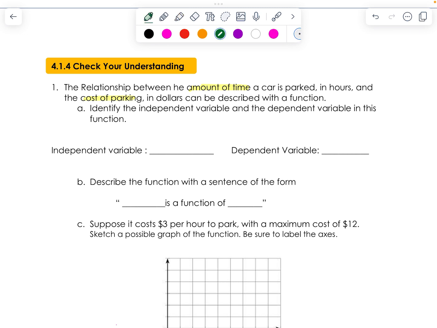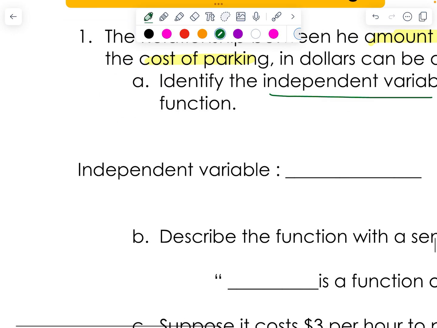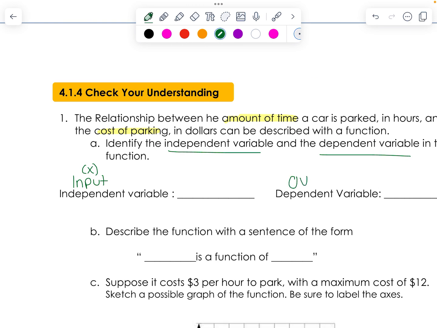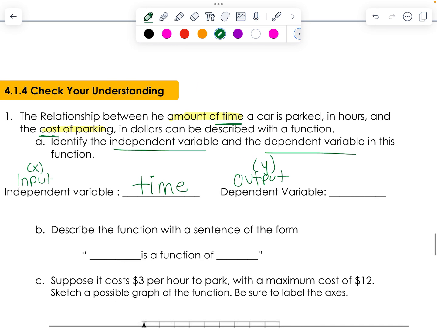First, we want to identify the independent and the dependent variable, which are other words for input, which is your x value, and output, which is your y value. So the input is normally time. Based on how long you are parked in the parking garage, that's going to determine the cost or the dollars for the parking.